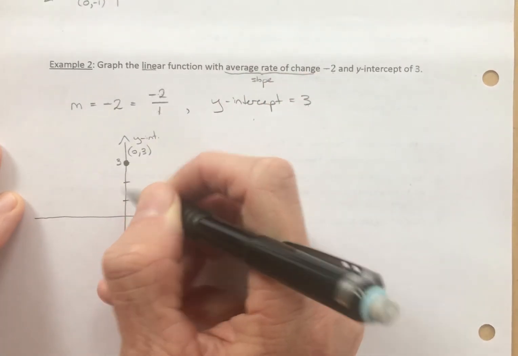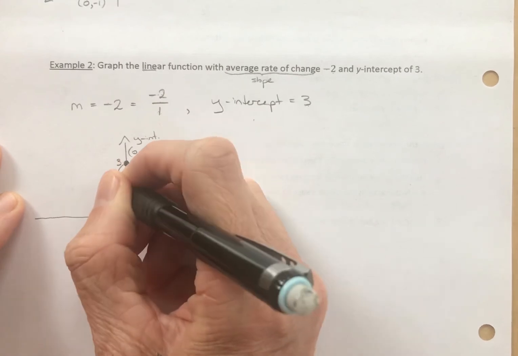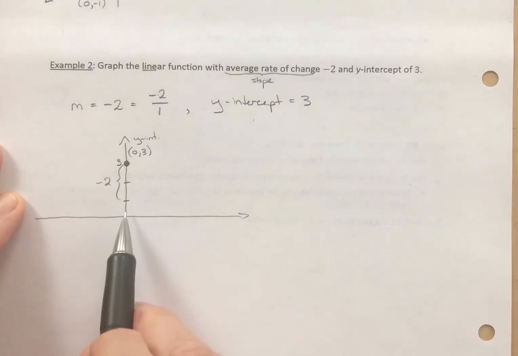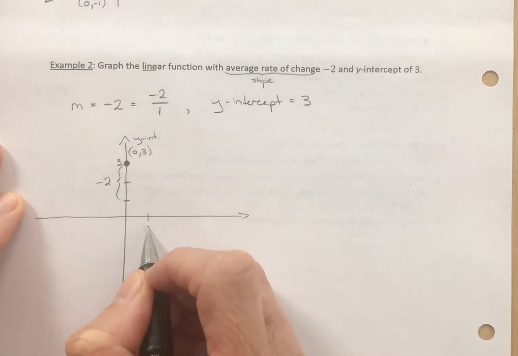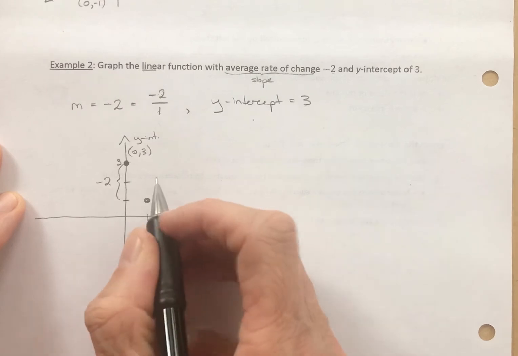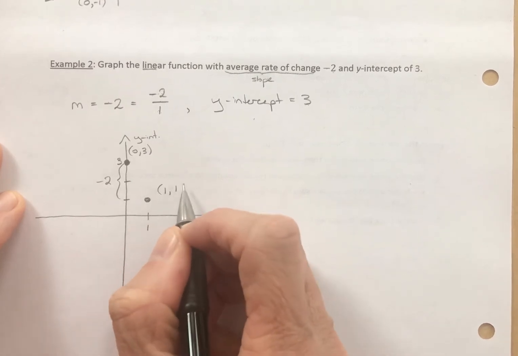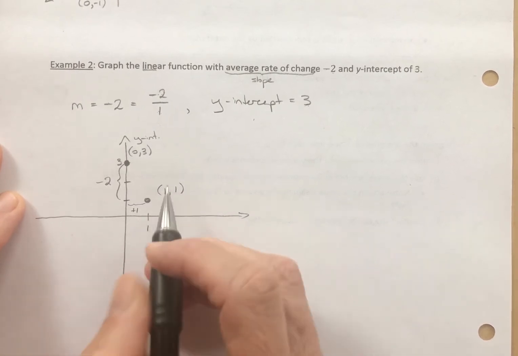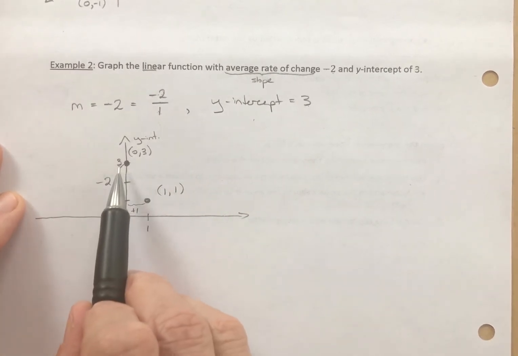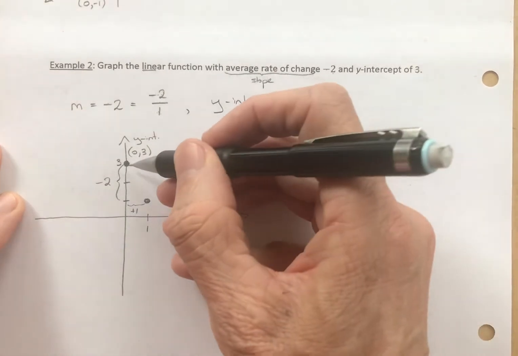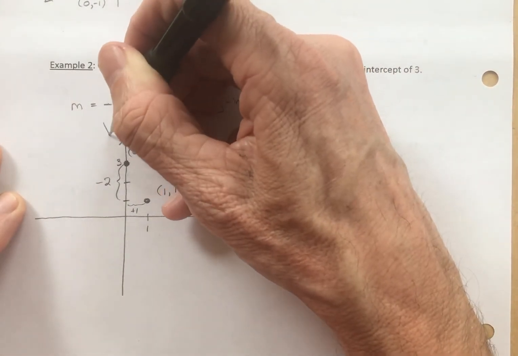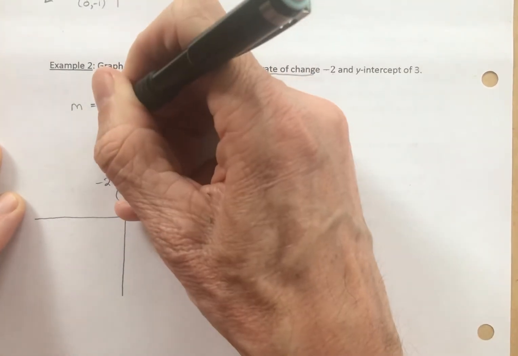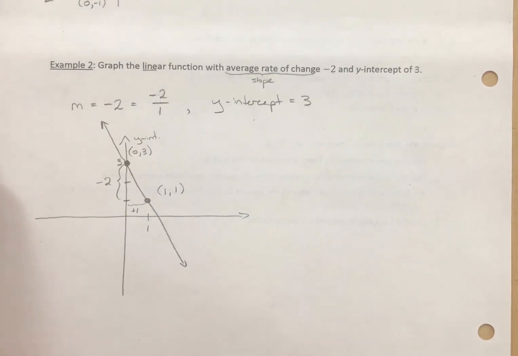Okay, down 2. So there's my change in y. I went down 2, and then I'm going to run 1 and put a second point. This second point turns out to be the point (1, 1). So I went down 2, and I always run to the right. And so here's the slope, down 2 over 1. I have 2 points, so I'll connect these 2 points with a virtual straight edge. And there is the line that was graphed.